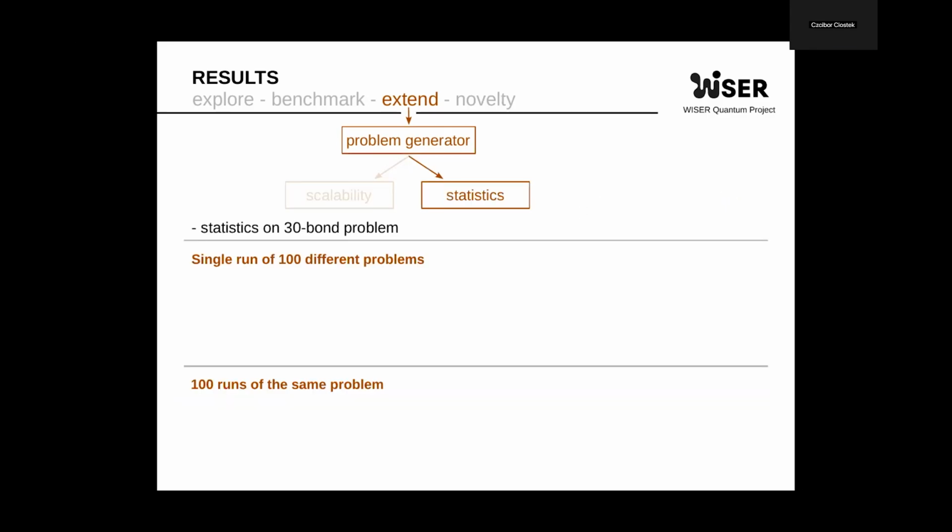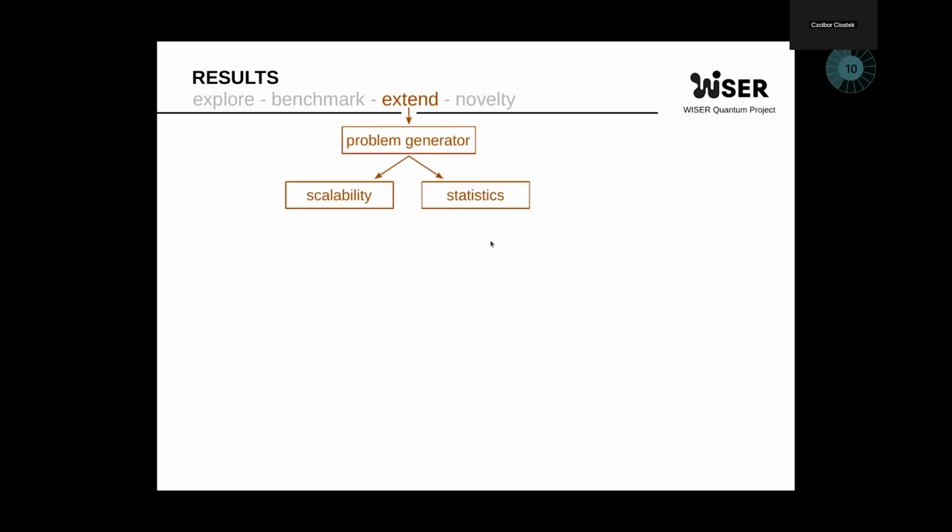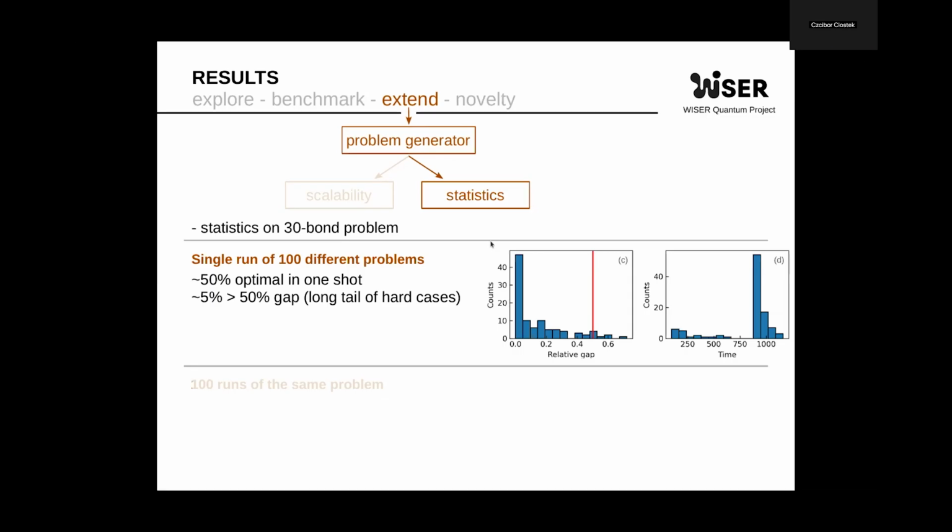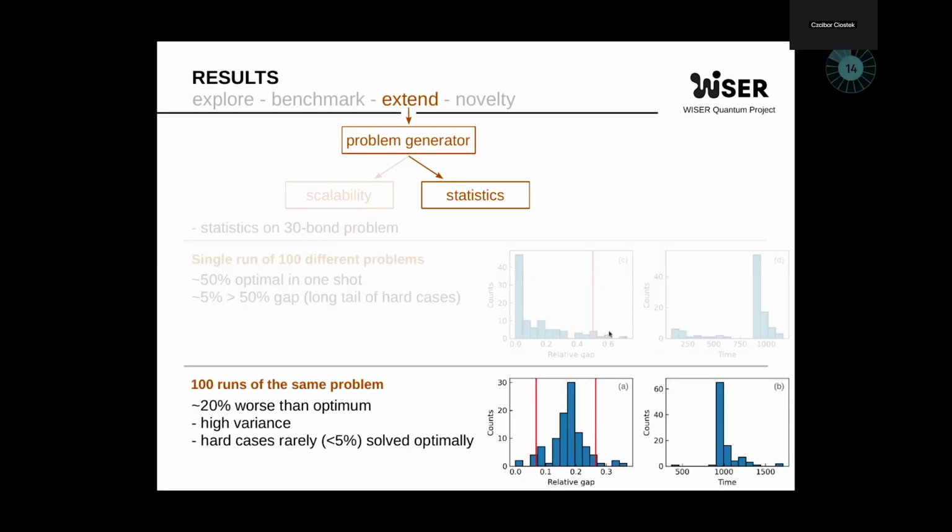Next, to statistics. We ran detailed statistics on 30 bond problems. We compared 100 runs of the same problem with a single run of 100 different problems. For different problems, about half were solved optimally in one shot, but around 5% had gaps over 50%, showing a long tail of hard cases. For repeated runs of a mildly difficult problem, we see that about 20% worse than optimum is the average solution, with high variance and optimal solutions found in less than 5% of the runs.